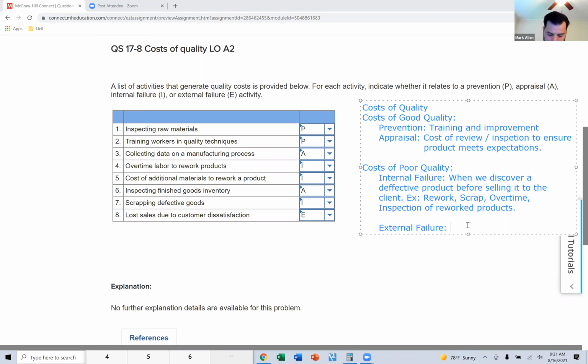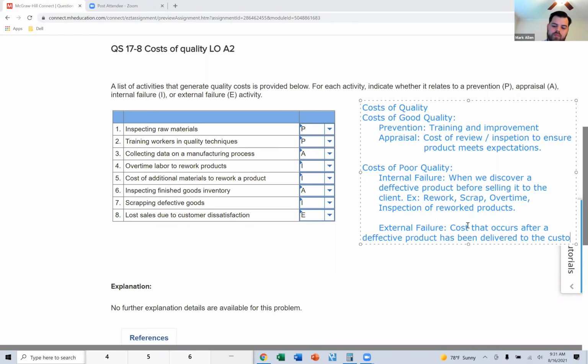External failure occurs. This is the cost that occurs after a defective product has been delivered to the customer. So this is a huge problem, right? This is the absolute most expensive cost of quality that we have, external failure. And the reason it's so expensive is that one, right, I've messed up my customer.